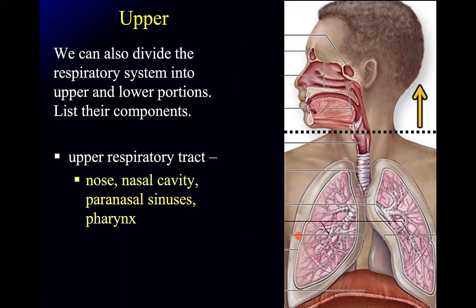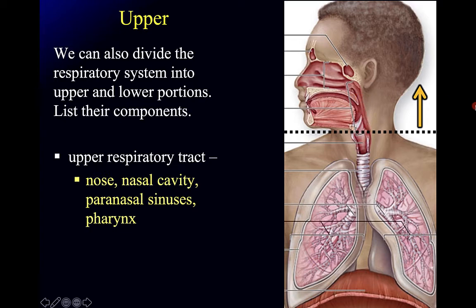Now we do have another way in which we break up the respiratory system. So you can see here there's a little line going across, this dashed line right at the larynx or voice box. That little line in there is supposed to be the vocal cords. So at this point where the vocal cords are in our larynx, we're going to separate the upper respiratory tract from the lower respiratory tract. The upper respiratory tract is the nose, the nasal cavity, these paranasal sinuses that we see here in the frontal and sphenoid bone, and the pharynx, which is our throat.